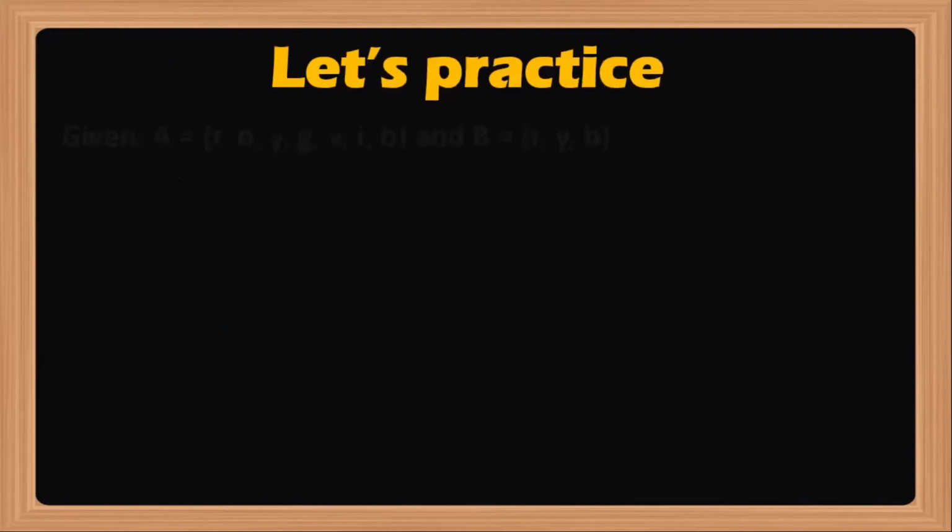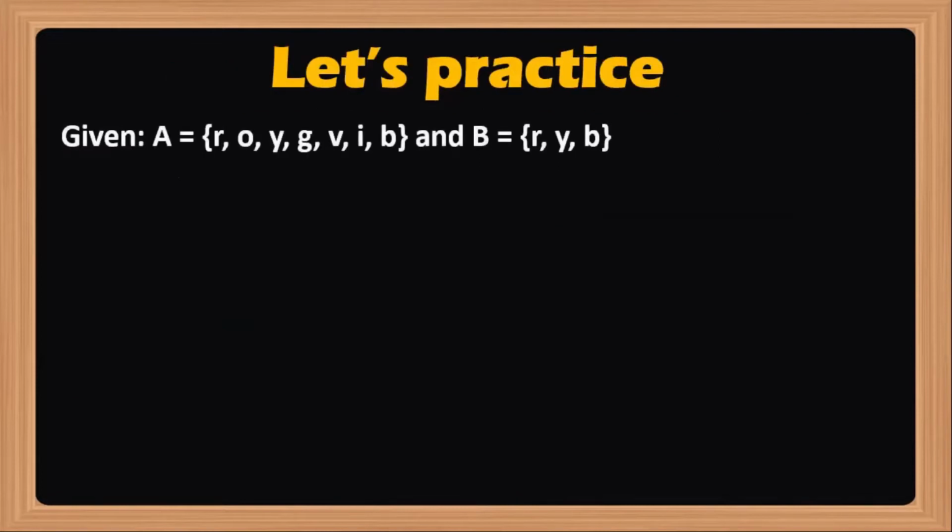Let's have an example on that. Let's say we have the given, set A with the elements R, O, Y, G, V, I, B. For our set B, we have R, Y, B. Now we need to find A minus B and B minus A. Again, just a recall on what I have said earlier. For us to solve for A minus B, just remove the elements in B. For B minus A, just remove all the elements in A.